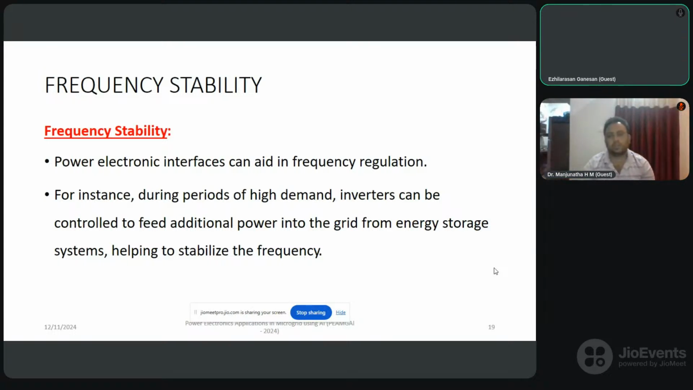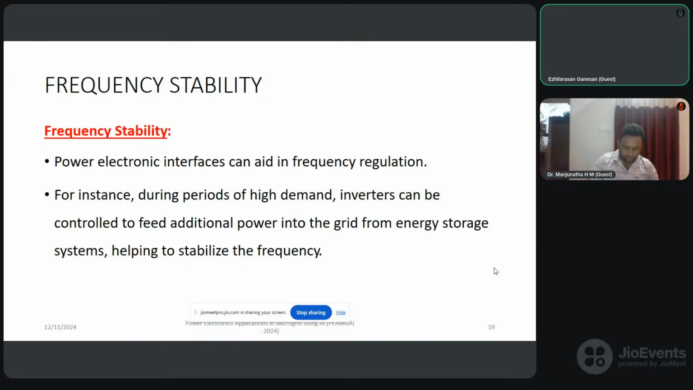So old power engineers who studied power systems way back 15 years, 20 years, would have learned one term called spinning reserve. Spinning reserve is a reserve which is used to face this high demand. Nowadays it is not like that. We have energy storage systems.